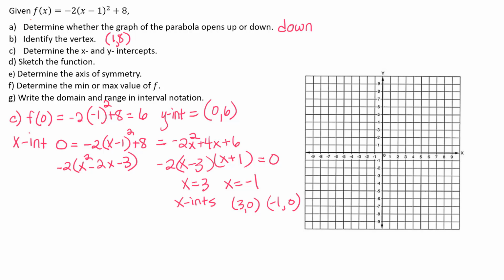And then to sketch the function, we can just sketch the vertex and the x and y intercepts. And you can see it's going to look like that. And the axis of symmetry goes right through the vertex. It's a vertical line, and the line is x equals h. And h in this one is 1. And then determine the minimum or maximum value of f. We know that it's a maximum because this opens downward, and you can see that it's at 8.